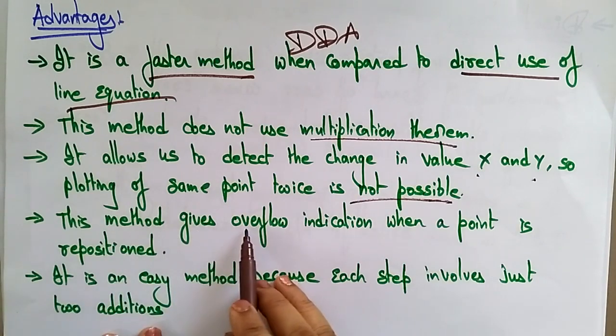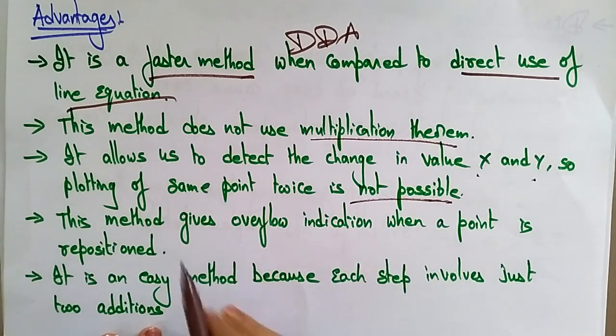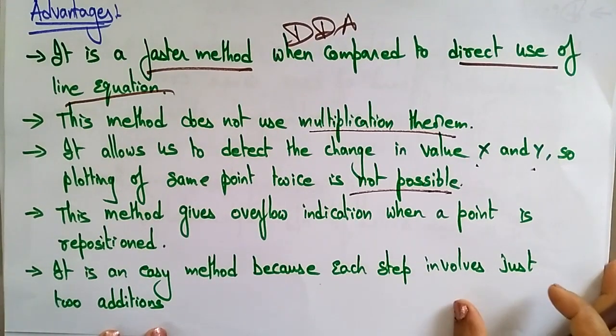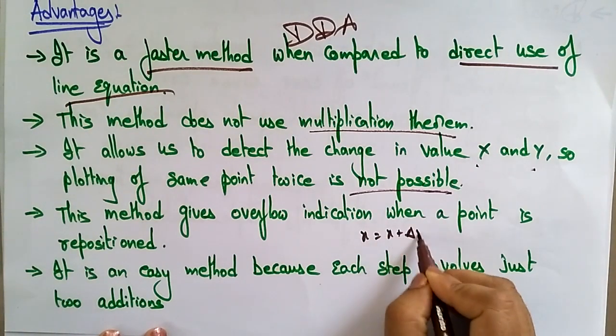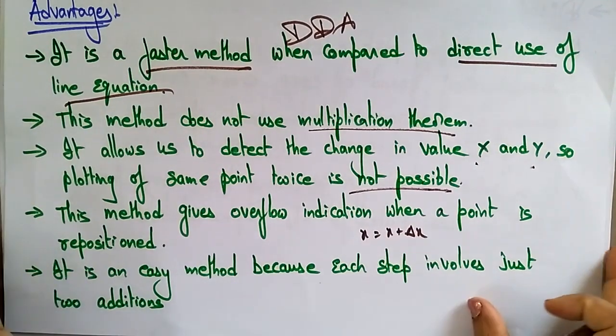This method gives an overflow indication when a point is repositioned. And it is an easy method because each step involves just two additions, like x is equal to x plus delta x. Only two additions are required.